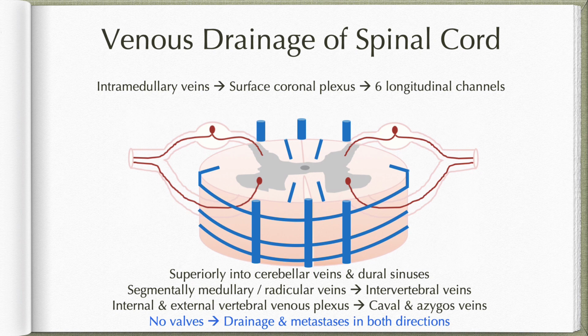These longitudinal channels will drain superiorly into cerebellar veins and the dural sinuses, and segmentally these will drain into intervertebral veins, which will communicate with the internal vertebral plexus as well as external vertebral venous plexus, which will then drain to vena cava system or the azygos system. None of these veins have valves, so drainage as well as spread of metastasis will occur in both the directions.